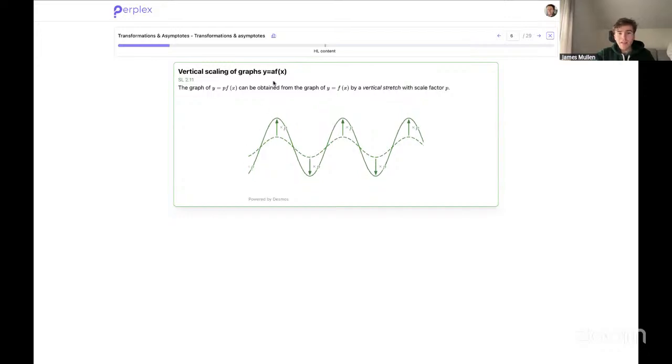The next topic is transformations of graphs. So we're going to start with, I think, the easiest one, which is the vertical scaling of graphs, right? So if I have a function f of x, then what is the graph of y is equal to a f of x going to look like?